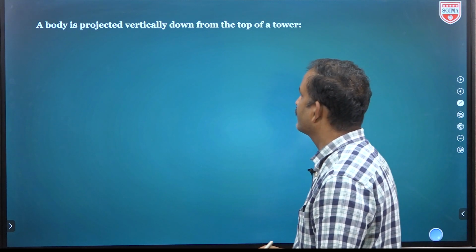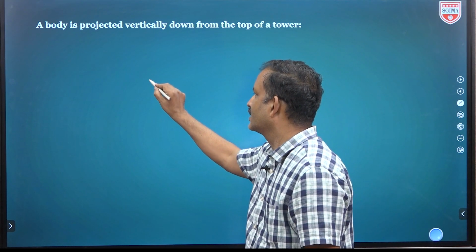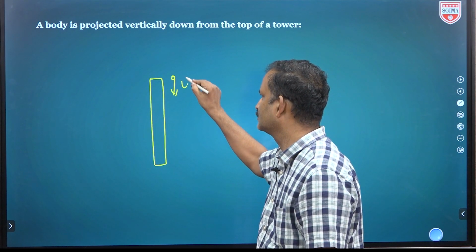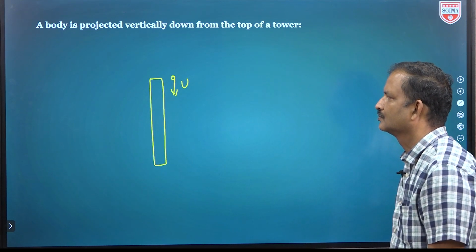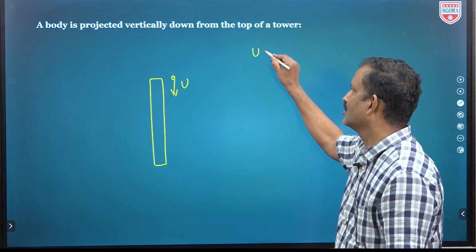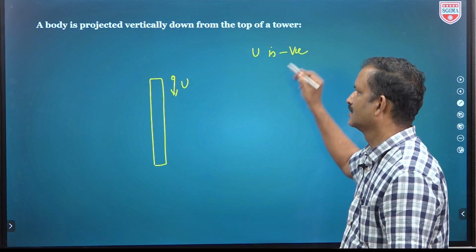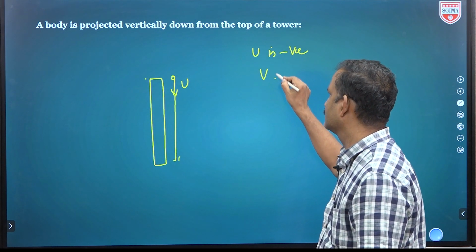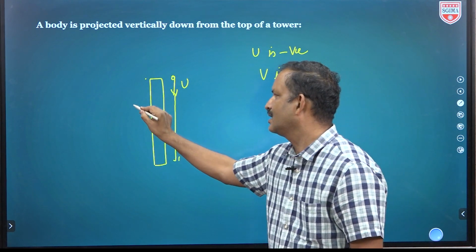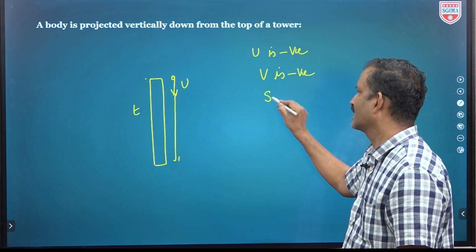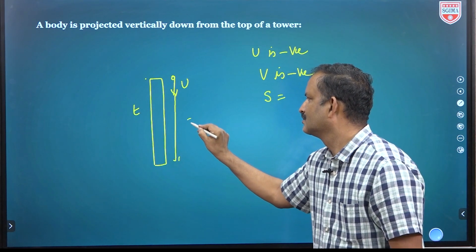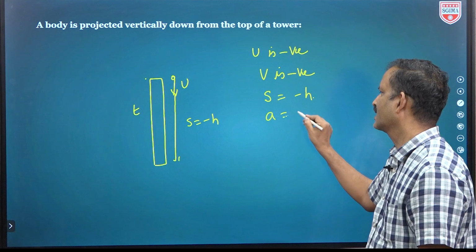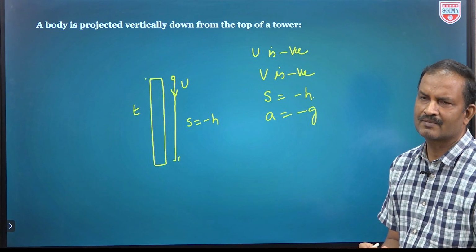Body is projected vertically down from the top of the tower, vertically down, not released. It is vertically downward with velocity u. Then u is negative, downward quantities are negative. This velocity is also negative. Time is t. Displacement is also negative, minus h. All are negative, downward. Acceleration is always in the downward direction, minus g.